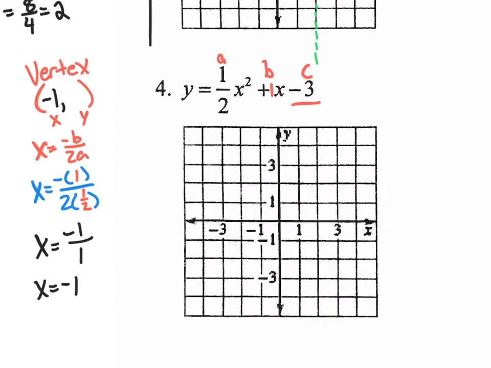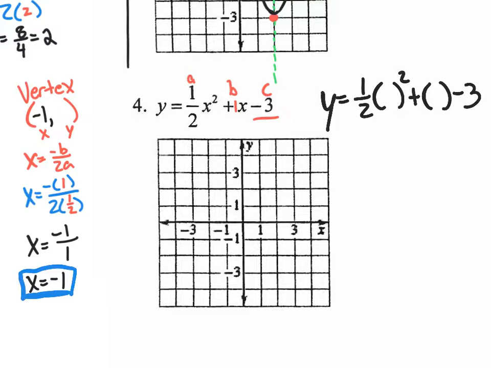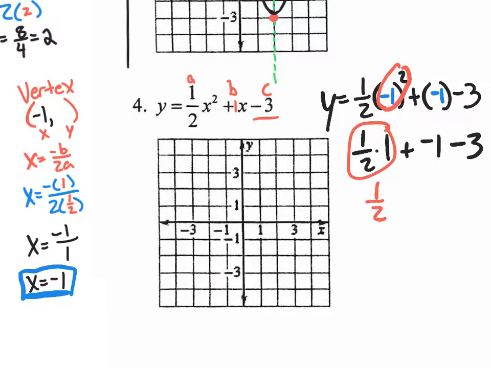Now I do admit this is a little challenging because we do have fractions involved. Let me rewrite my equation but with parentheses instead of the x's. And I am plugging in a negative 1 for the x because that's what we found for x. X is negative 1. So put a negative 1 right here and right there. And then we do the math according to PEMDAS. Negative 1 squared is positive 1. So what I really have is 1/2 times 1, positive 1, plus a negative 1 minus 3. So 1/2 times 1, that's just 1/2, and then minus 1 minus 3.